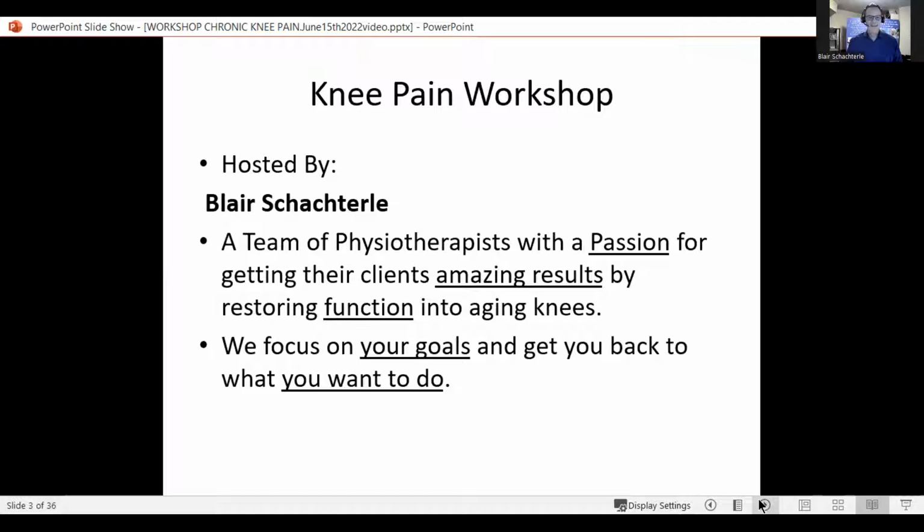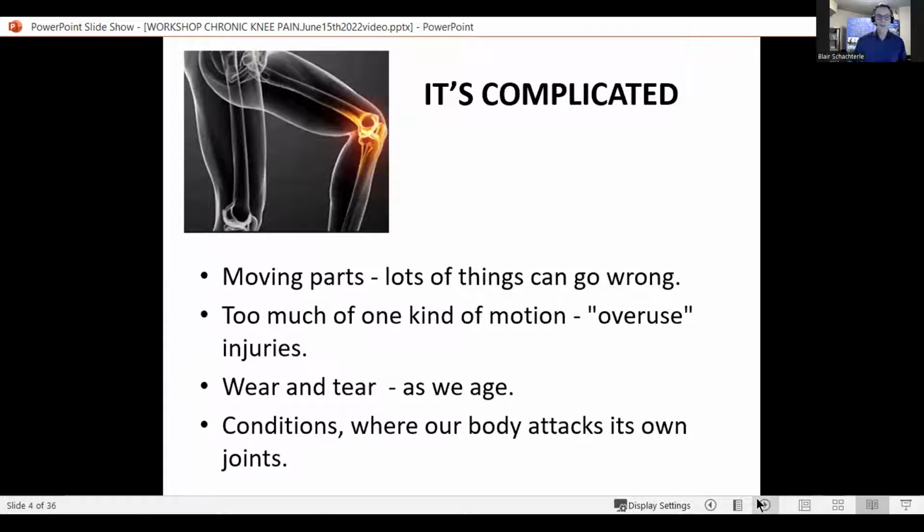Anyway. Here we go. Okay, so I'm really proud to be part of a team of physiotherapists that's really passionate about getting clients their amazing results and restoring their function with their aging knees. Our focus is to really focus on you to get your goals back and get you back to what you want to do. All right. And so the knee can be really simple, yet it can be really complex. So there's a lot of moving parts. And so when things are moving, things can go wrong.